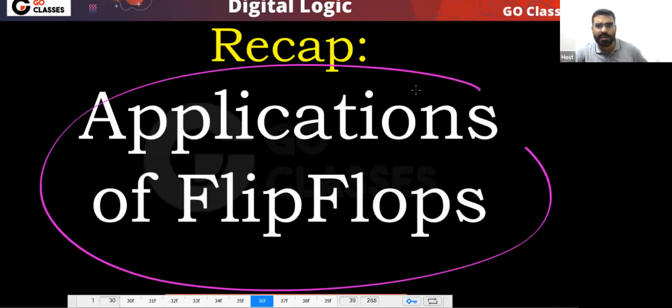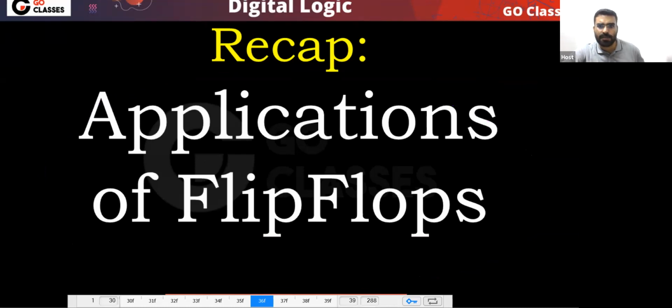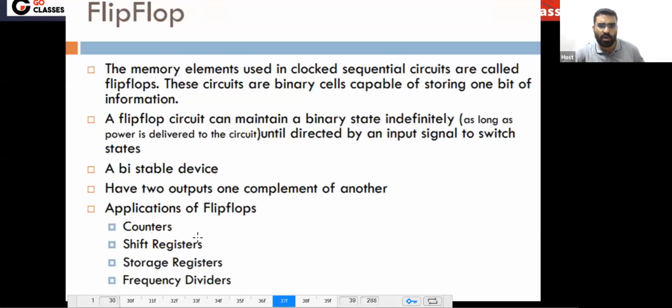Now we have seen the applications of flip-flops. What are they? One is the shift register, and another is the storage register. Every register is a storage register. And we have also seen another application, frequency division. You can use a flip-flop as a frequency divider.